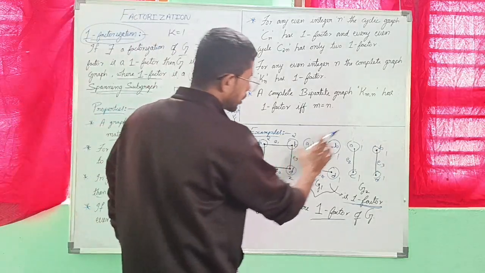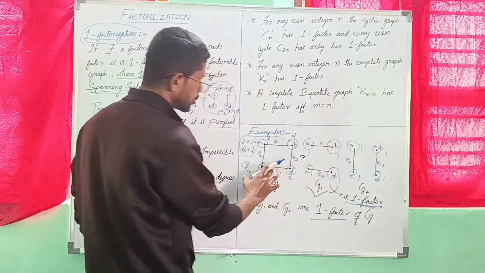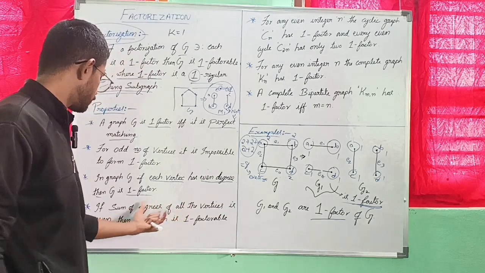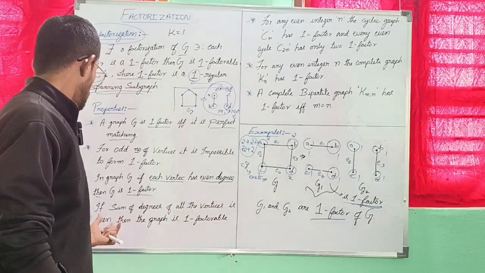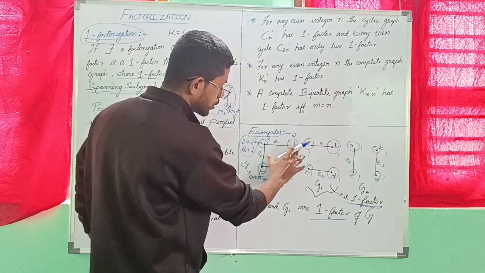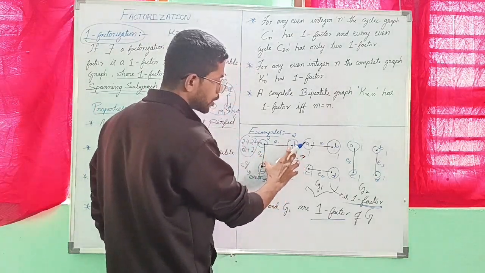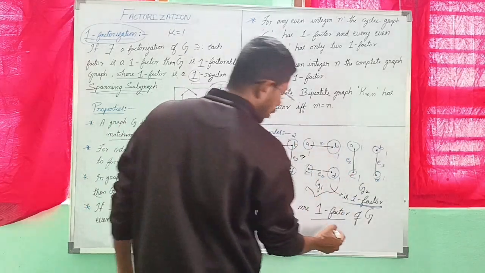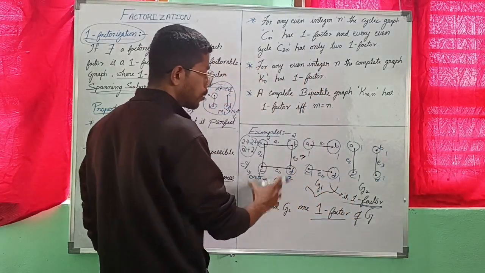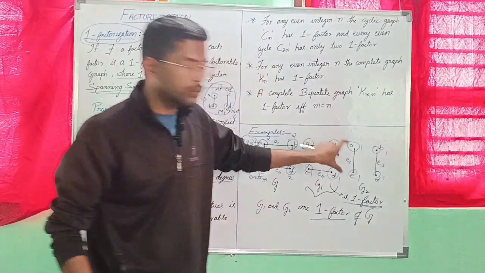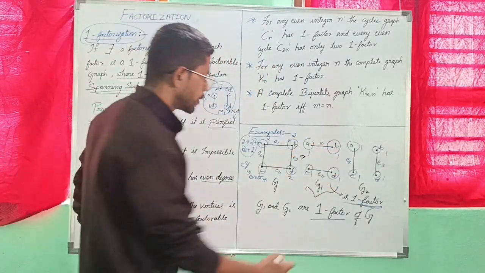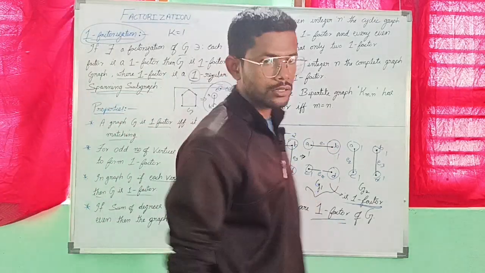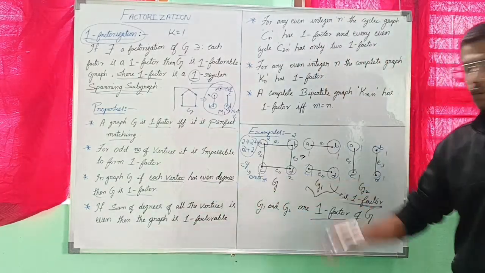So when the sum of the degrees of all the vertices is even in the graph G, and we decompose this graph G into factorizations, then we get one factors. This is the best example for this one factorization property.